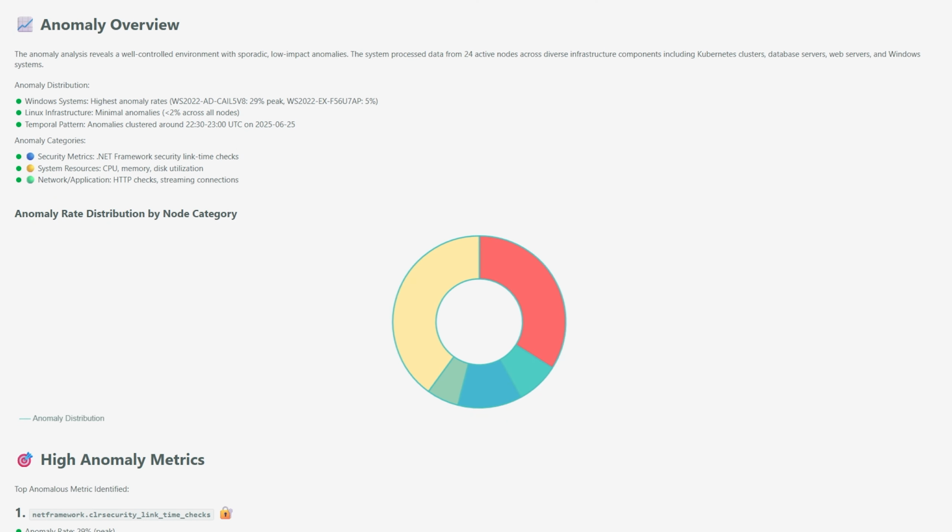The anomaly overview breaks down what happened to our infrastructure. It says that the Windows systems had the highest anomaly rates, Linux infrastructure was generally stable, and the main anomalies were around 10:30 and 11 o'clock. In the pie chart, there's the anomaly distribution by node category.